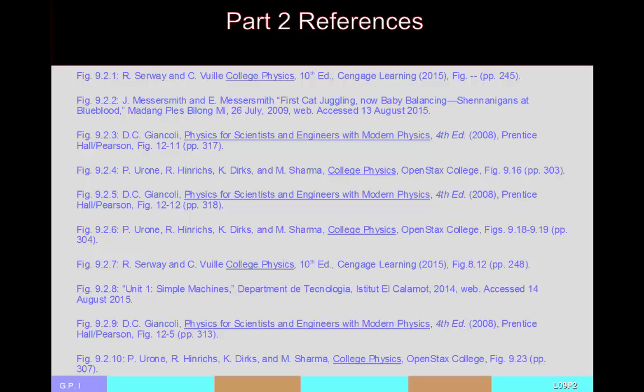All right, so at this point we've solved through a few different examples using the concepts of static equilibrium. Basically, sum of forces is 0, sum of torques is equal to 0.